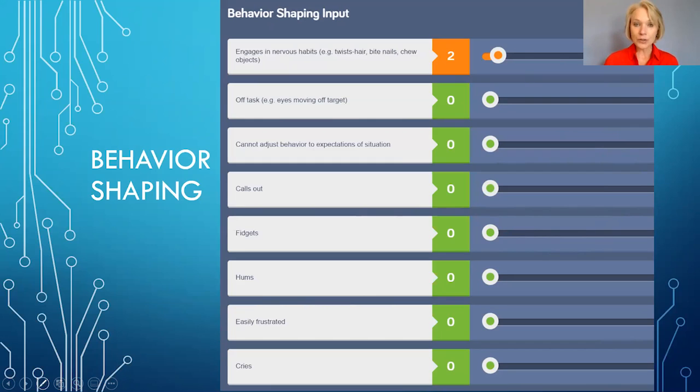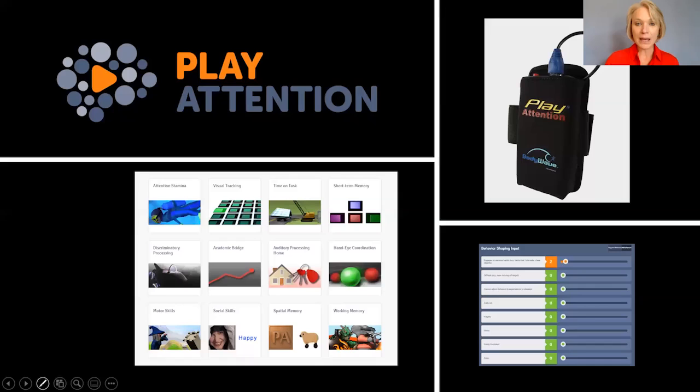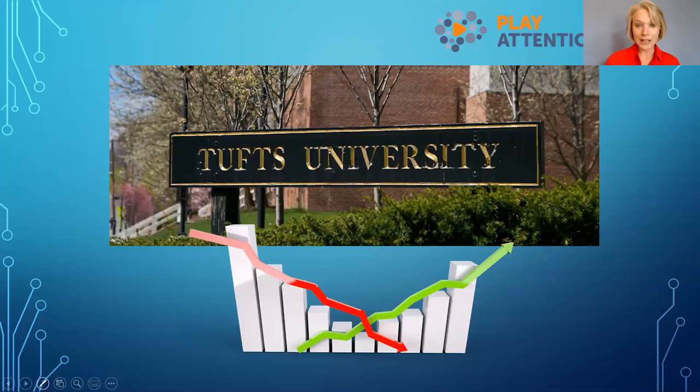And then we're going to use that information to help them learn how to control those behaviors not conducive to good attention. So this is what truly makes Play Attention very unique and very powerful. It's the only program available that integrates feedback-based technology with cognitive skill training and behavior shaping. That is the powerful part of Play Attention.